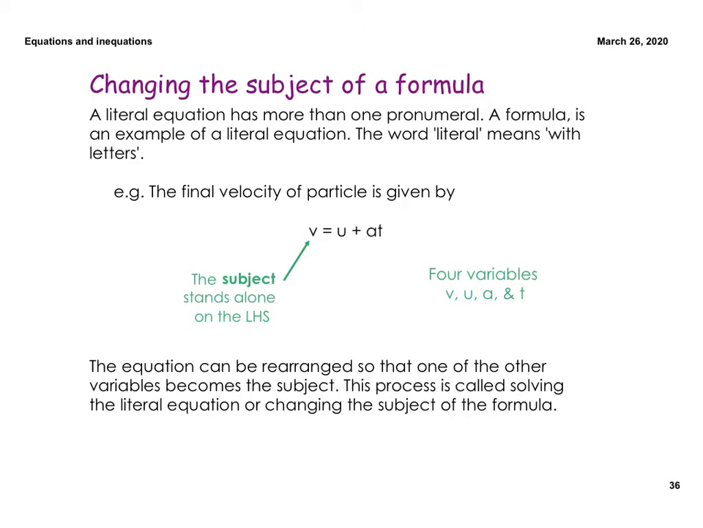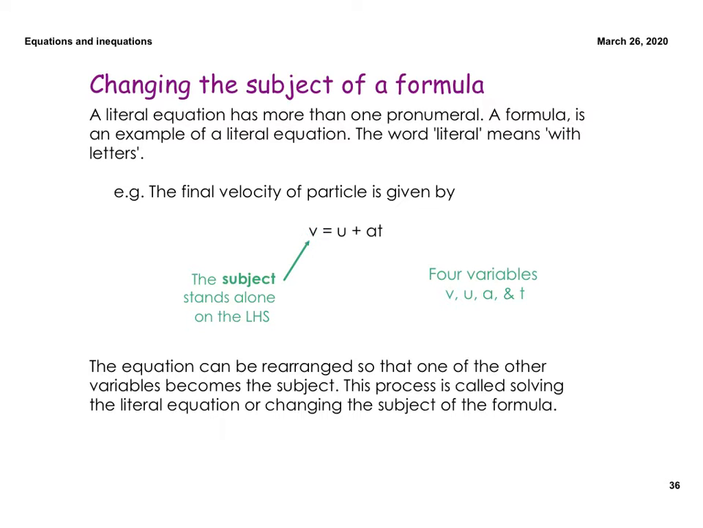Okay, next bit. Let's now change and rearrange formulas. So a literal equation has more than one pronumeral, as we discussed before. A formula is an example of a literal equation. The word literal means with letters. So for example, velocity: v equals u plus at. So velocity equals initial speed plus acceleration times the time.